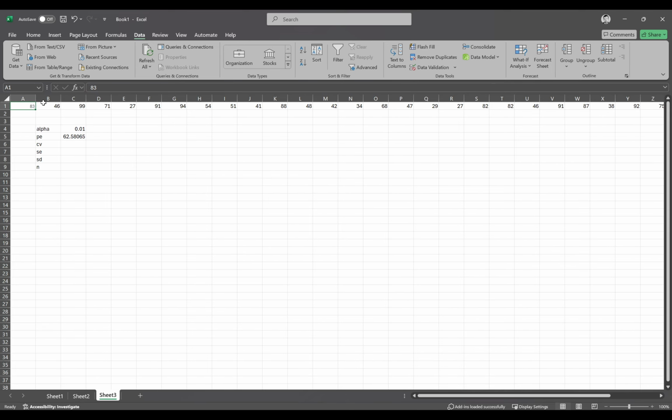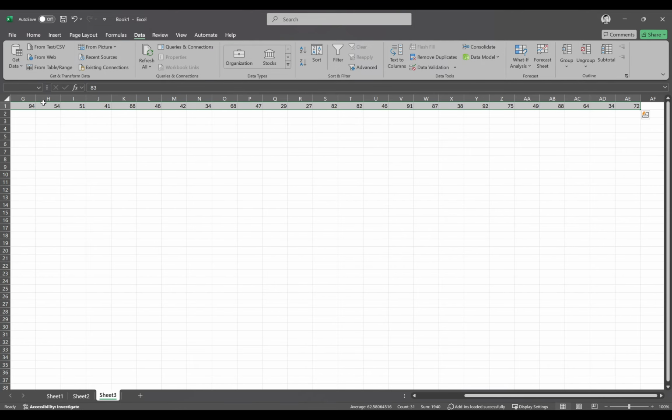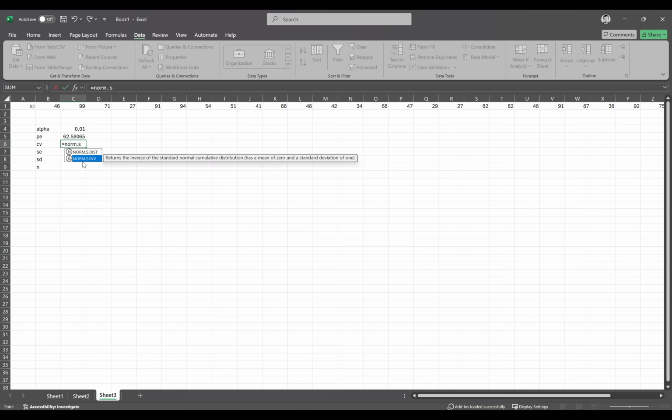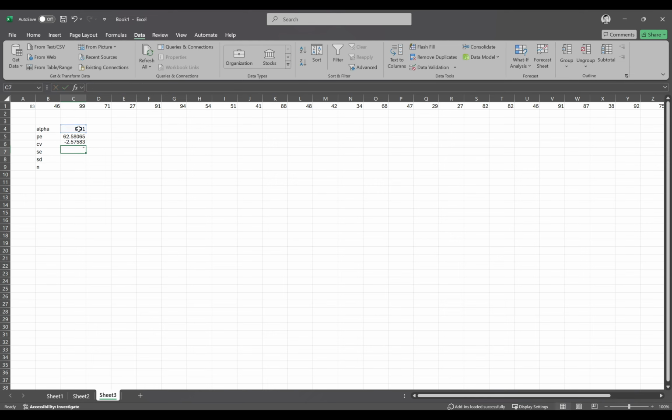I'm going to do Control Left to take me to the beginning, Control Shift Right to take me to the end. I see I've got 31 numbers here. The critical value is that same NORM.S.INV, and again I do alpha divided by 2. That's the 0.005 on the left side, half of a percent, less than 1%.